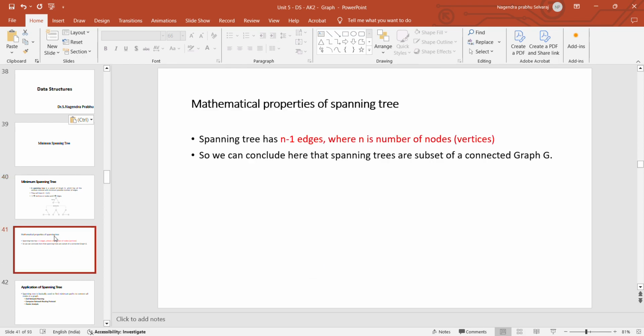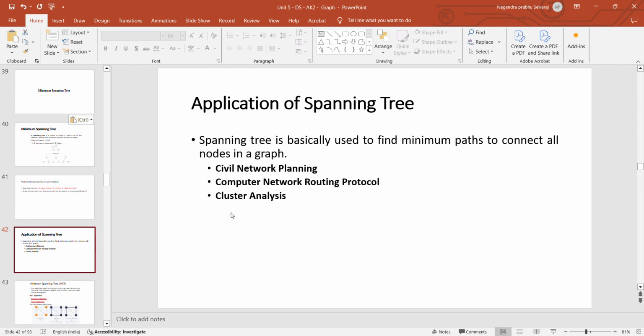Now going to the next slide. Spanning means, totally how many vertices? For example, if 5 vertices are there, you need to create 5 minus 1 edges. That is, if n vertices are there, then n minus 1 edges should be there. And the applications are in civil network planning, computer network routing protocols, and clustering analysis. So there are plenty of examples like this.